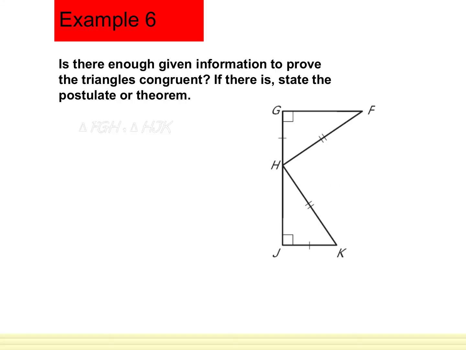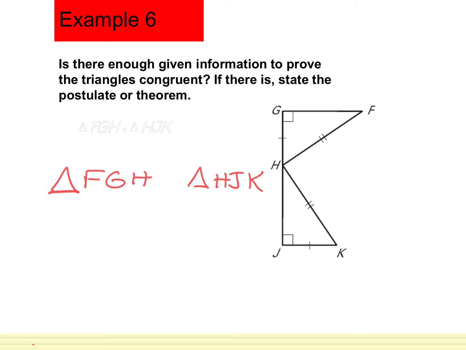So example 6 here, it says, is there enough information to prove the triangles are congruent? If there is, state the postulate or theorem. So I know it's kind of hard to see, but again, it doesn't matter with your statement. So actually what's here is F, G, H, and then H, J, K. So let's go ahead and see if we've got enough information.